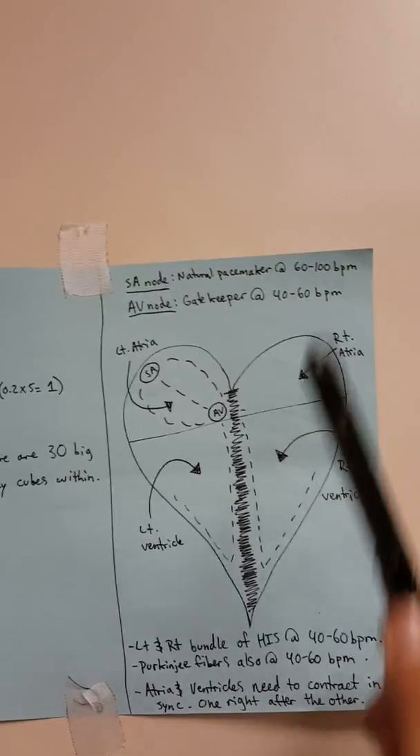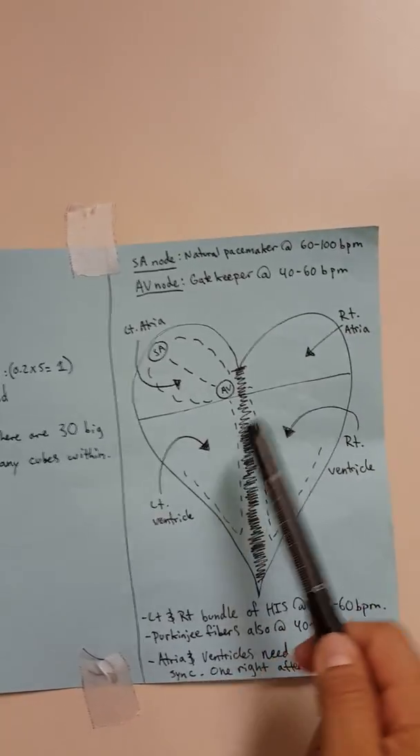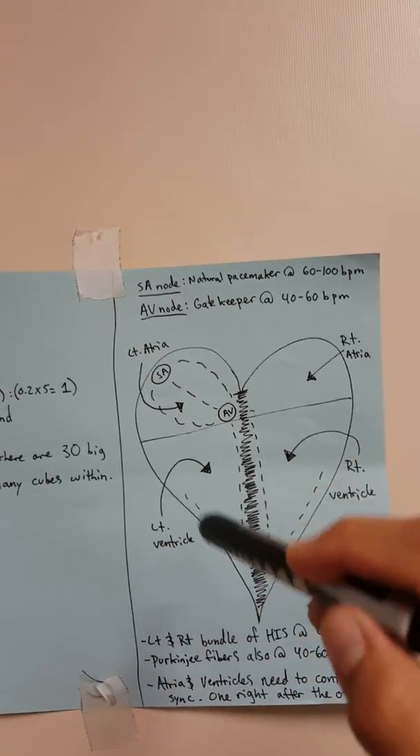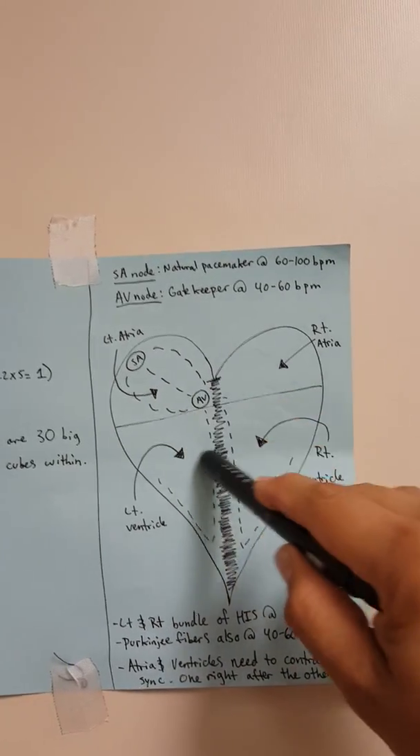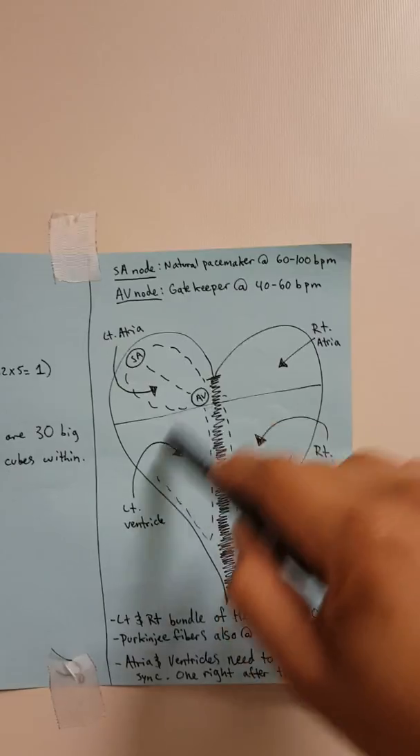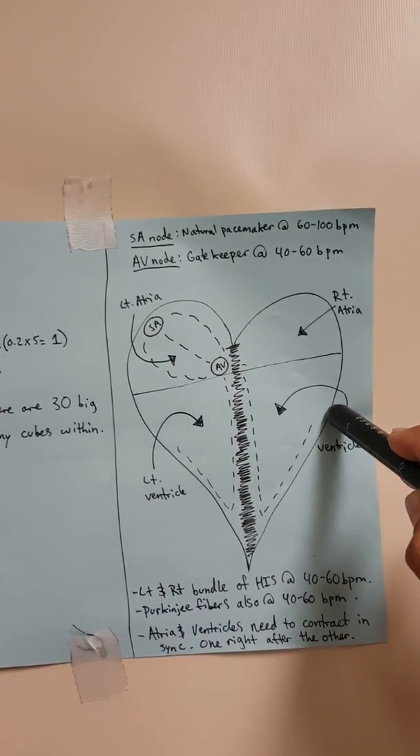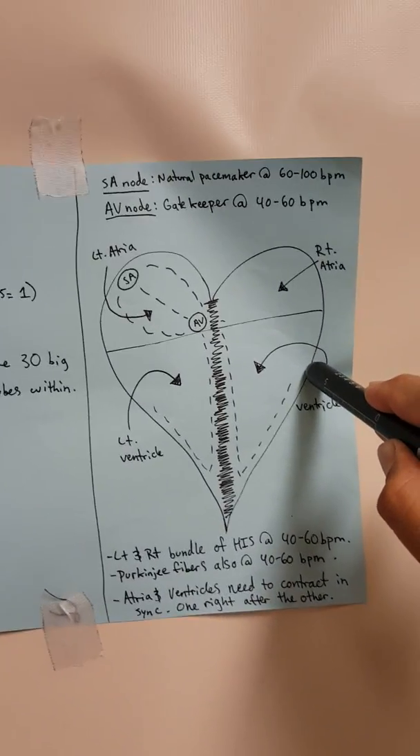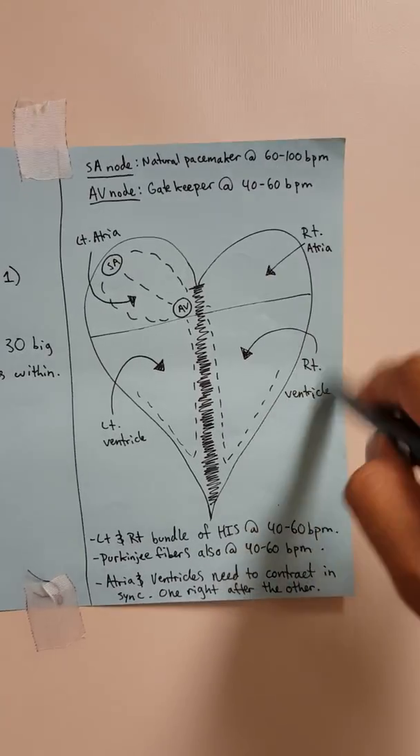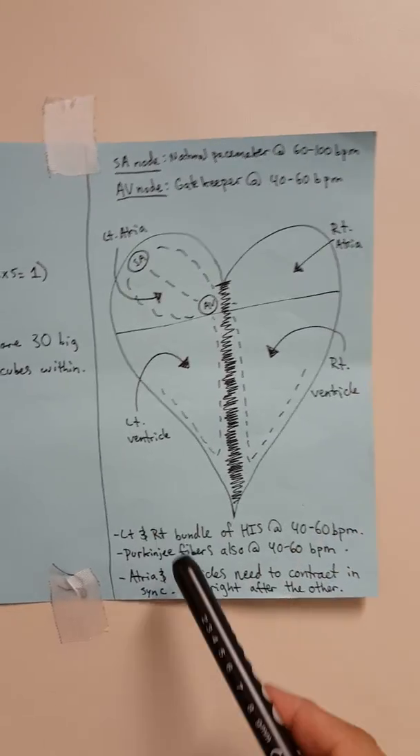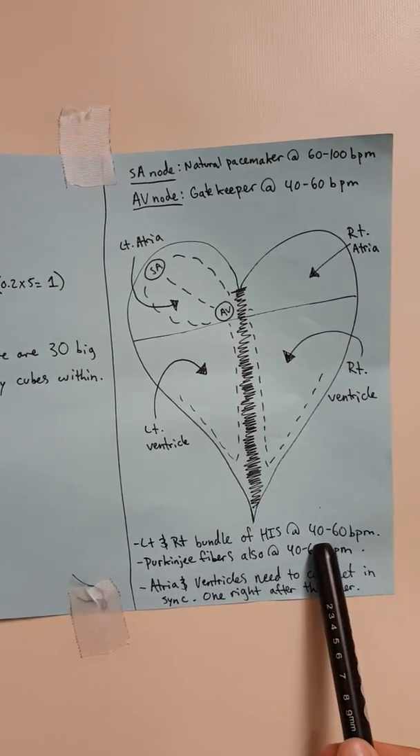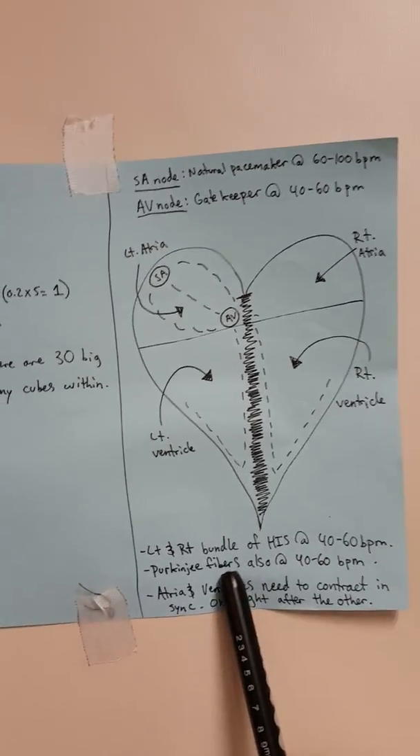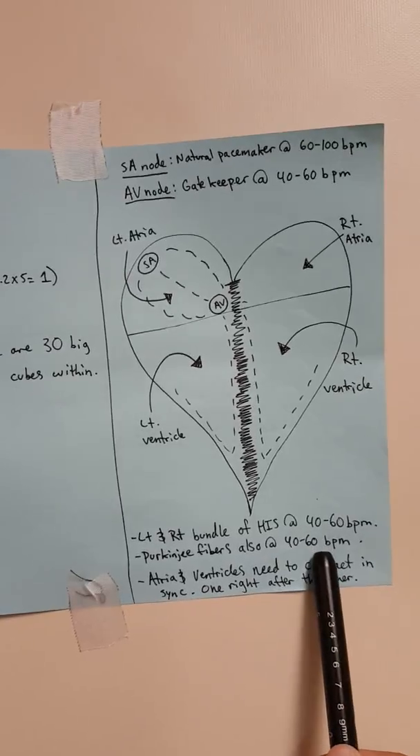Okay, left atria, right atria, left ventricle, right ventricle. So the electrical signal travels from the SA node to the AV node, from the AV node to the bundle of His, and then the left and the right bundles. And then after that, it goes to the Purkinje fibers. So the left and right bundle of His are able to pump the heart at 40 to 60 beats per minute. The Purkinje fibers also at 40 to 60 per minute.